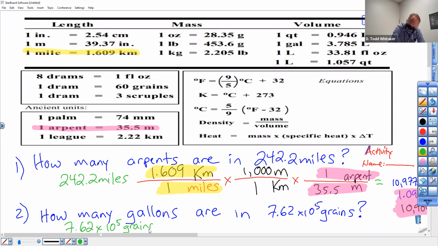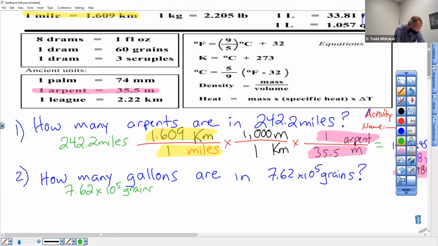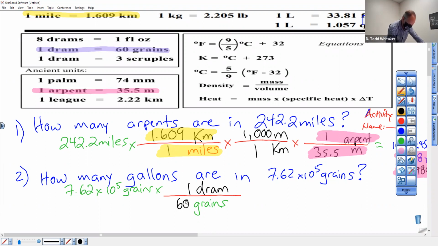That means grains will be in the denominator of the conversion factor. Grains. And I think the only thing I can go to is, let's see, grains, new highlighter, purple. Grains, they're here. That's the only grains I have on the whole page. You have to use it. You're forced to use it. There are 60 grains in 1 dram. 1 dram is the same as 60 grains. That's an exact thing. Purple.